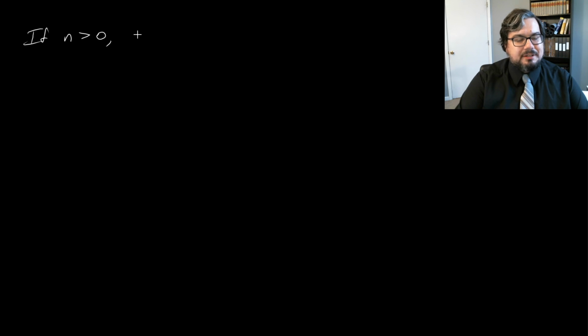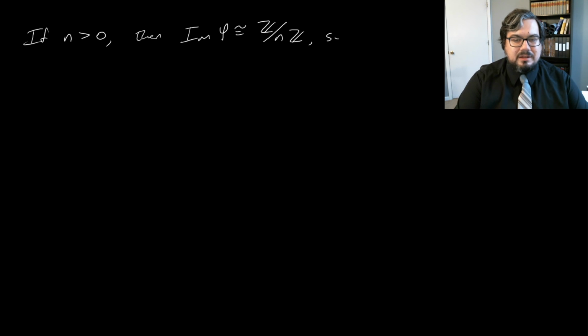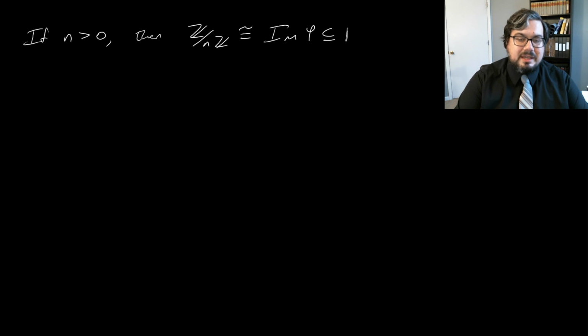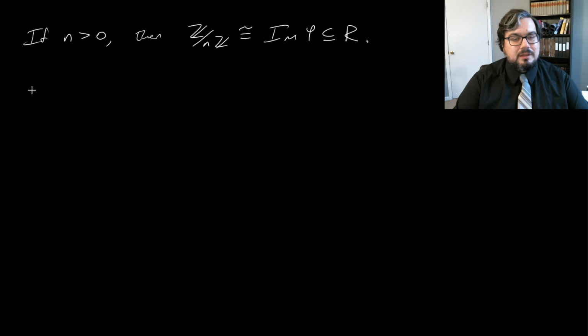If n is greater than 0, then the image of phi is isomorphic now to Z mod nZ. Or let me write this the other way. In this case, we'd have that Z mod nZ is isomorphic to the image of phi, which is again a subring of R. So that means that R contains an isomorphic copy of Z mod nZ. So this proves the theorem, or the example, what we were trying to prove.